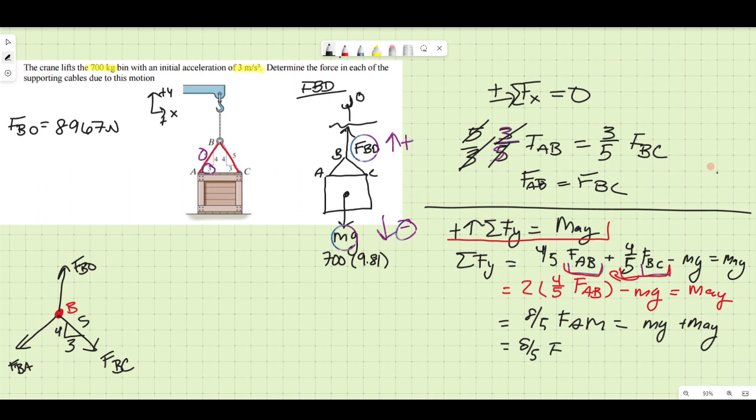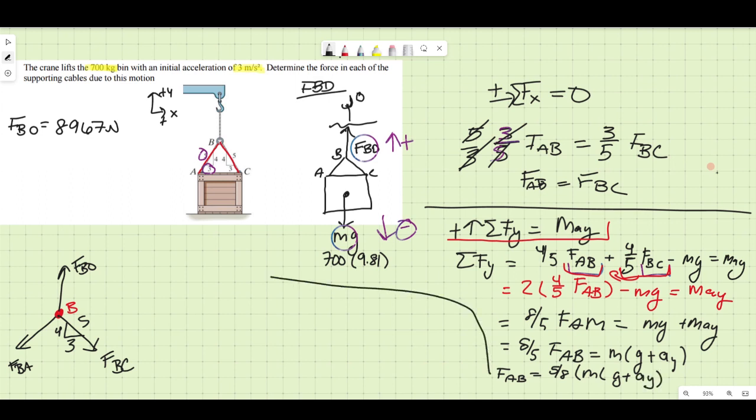8/5 force AB equals m times gravity plus acceleration in the y. And now, since we know a lot of these, we can finally say force AB equals 5/8. Remember, when dividing by a fraction, just flip it and multiply. It's going to be 5/8 times m times g plus acceleration in the y, and I'm running out of room, so I'm going to go this way.